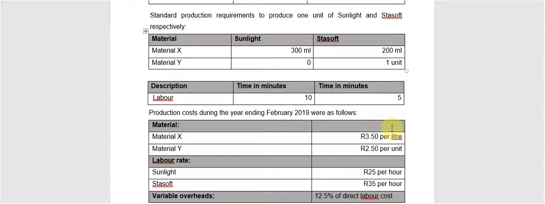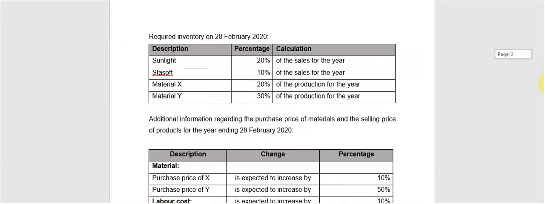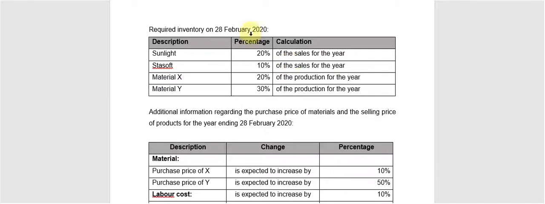Then we also have labor, where they have given you again minutes, 10 minutes and 5 minutes. So please be careful that you do not apply it just as such, because the labor rate was given per hour. So you need to be careful with the mathematics here. Then they've also told you that variable overheads are 12.5% of the direct labor cost. Then they've given you the required inventory at the end of the year.